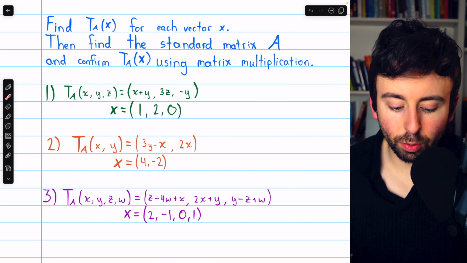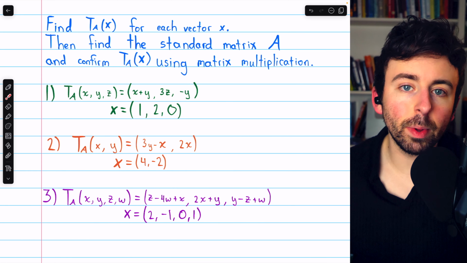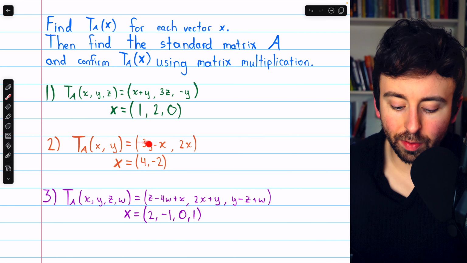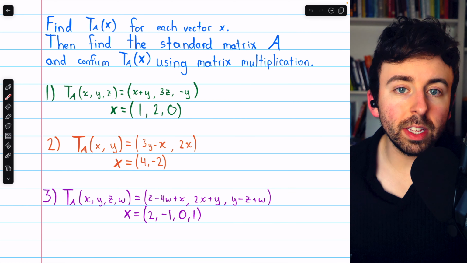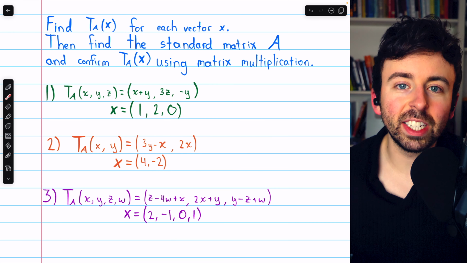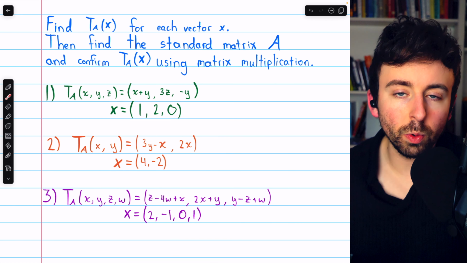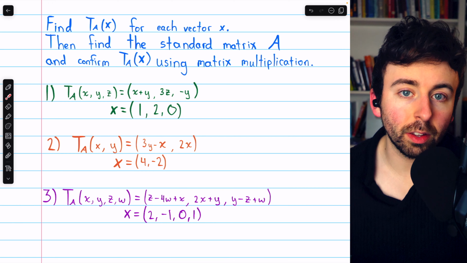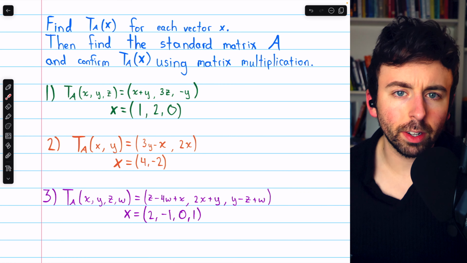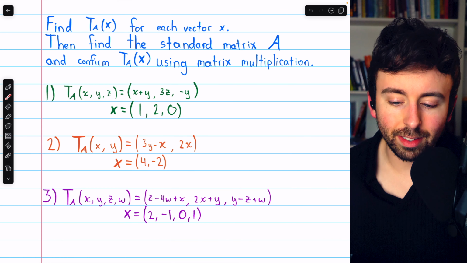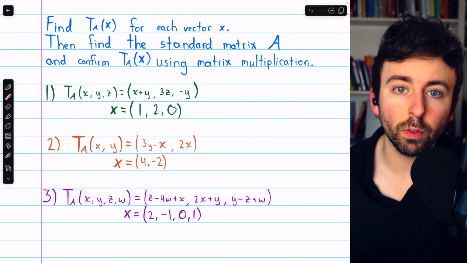We're going to do these three examples of finding the image of a vector under a given transformation. All of these transformations are between real n spaces. For example, the first one is from R cubed to R cubed. So these linear transformations are also matrix transformations, which means that each one has a standard matrix.